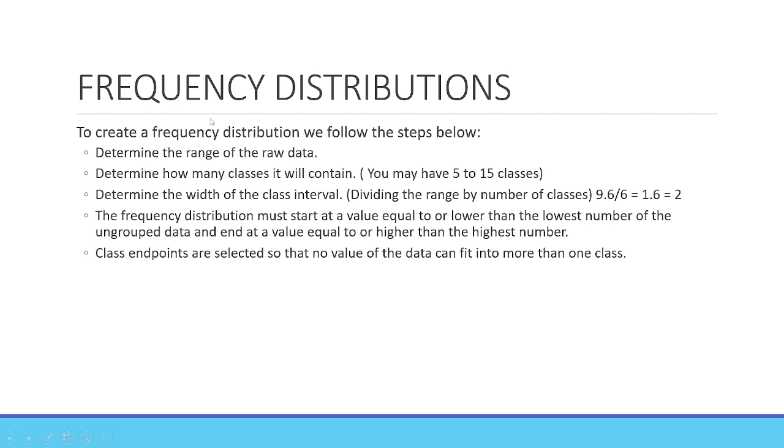Now, how to create this distribution table. To create a frequency distribution, we follow the steps below. First, determine the range of the raw data. Just now we saw how to determine the range of the raw data. Then determine how many classes it will contain. You may have 5 to 15 classes. That is the thumb rule, that there should be 5 to 15.